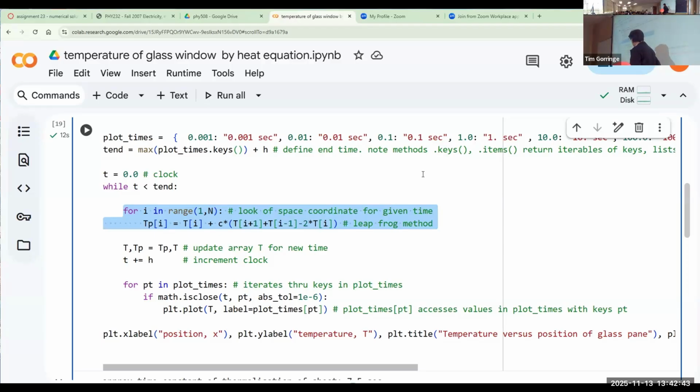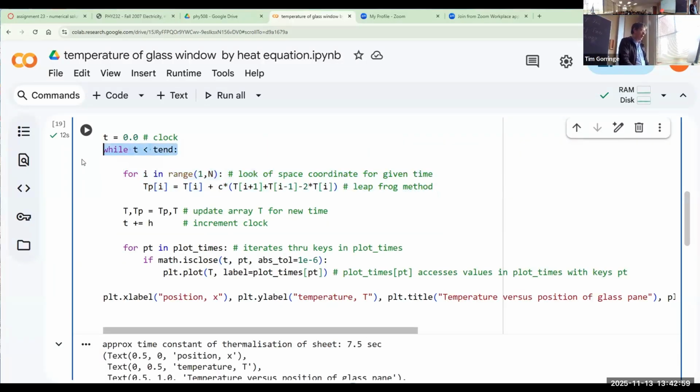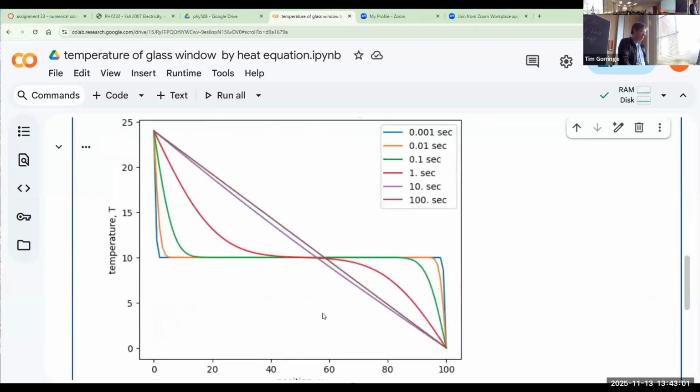Anyway, it's a long story. I spent more time talking about the plotting on this than I talked about the algorithm, because the plotting was more work than the algorithm. The algorithm is just highlighted in blue, in this while statement. Okay, here are the results.